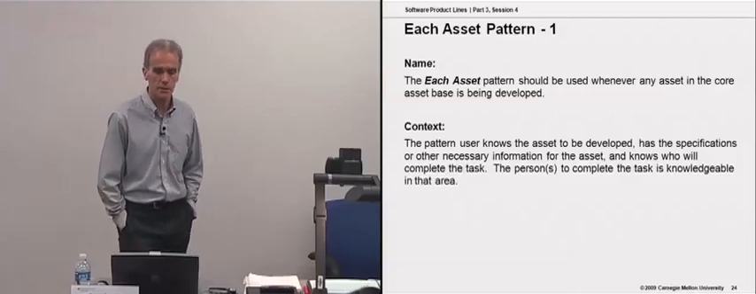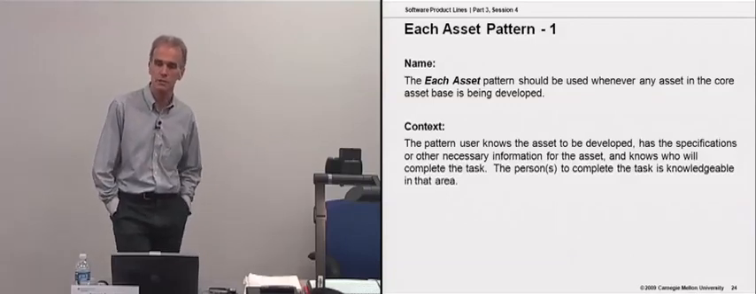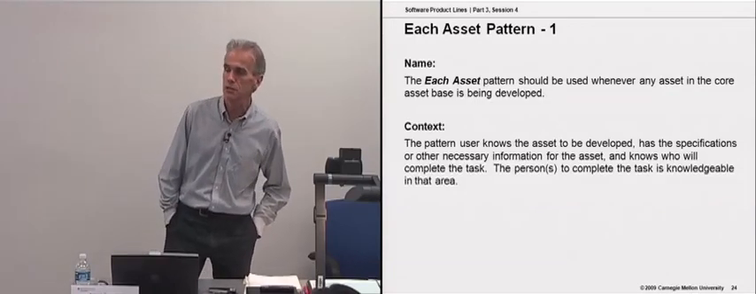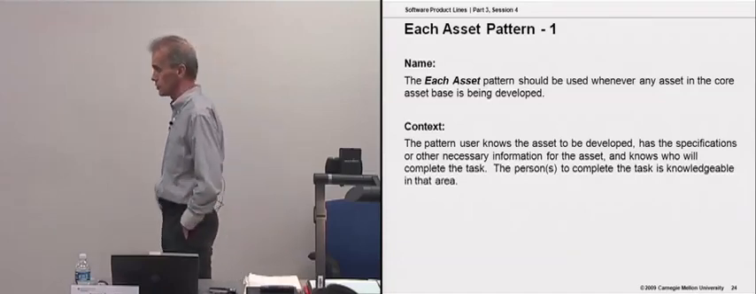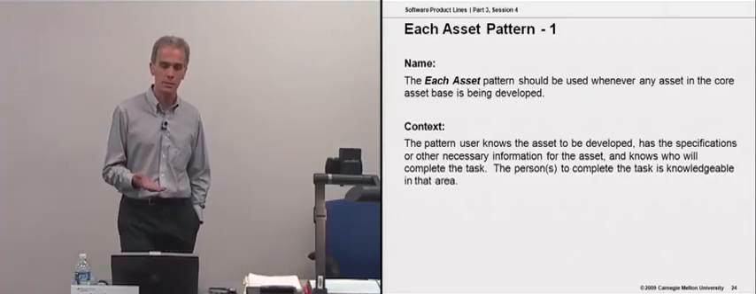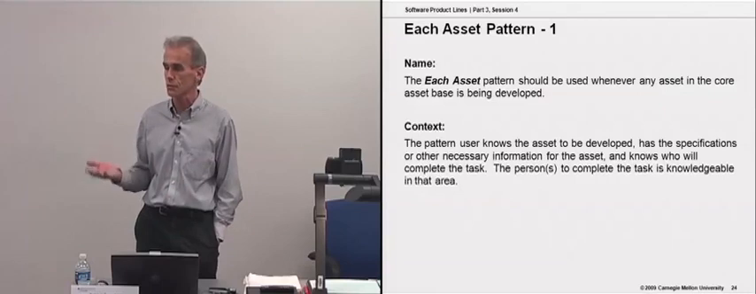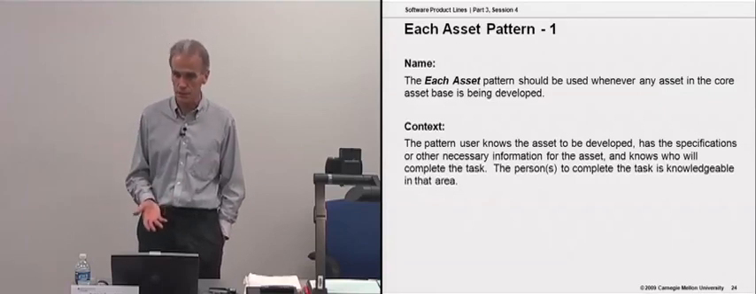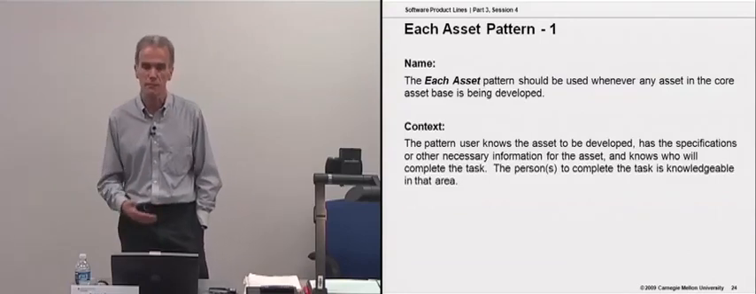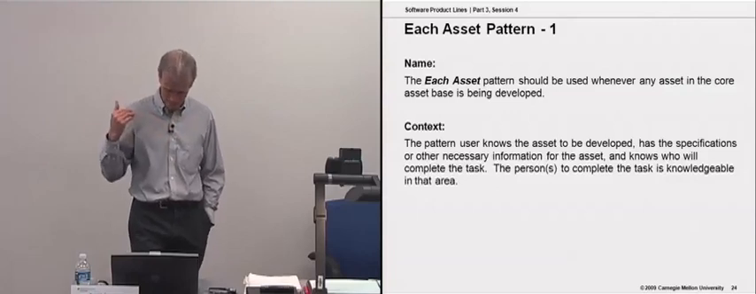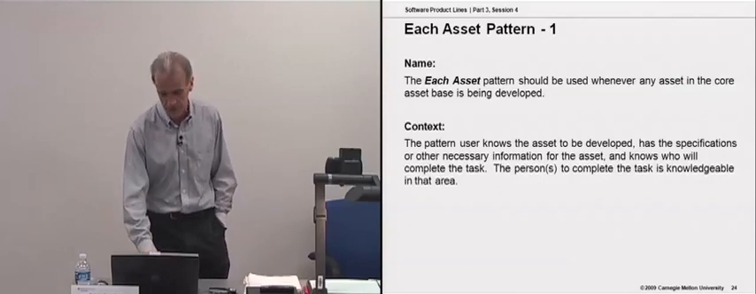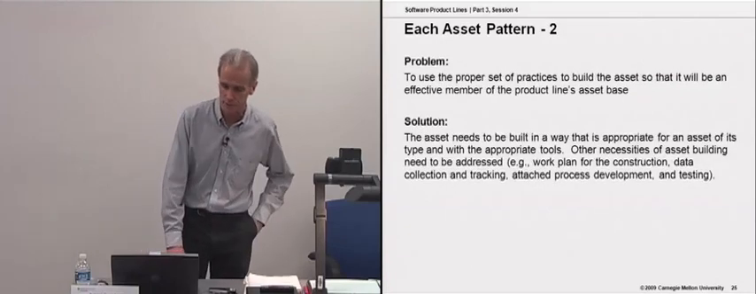So the each asset pattern is the one that organizations follow to create any of the assets in the core asset base. And the organizational context is that, in addition to the decision to go for software product lines, the person who is tasked with creating a particular core asset has the requisite knowledge, knows when this thing is expected to be completed by, so there's a schedule and milestones, and they have the necessary specifications of the kinds of asset or assets that they are responsible for building.